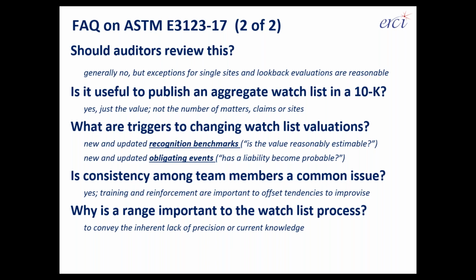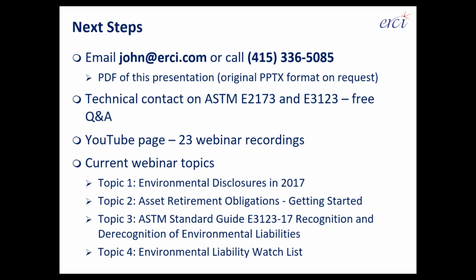And then finally, what are the triggers to changing loss trust valuations? Two simple terms: new and updated recognition benchmarks, so we give roughly a dozen of those examples, and new and updating obligating events, and we give roughly a dozen examples of those as well in the standard. Is consistency among team members a common issue? Absolutely yes. But training and reinforcement, we find, as well as the structure of a formal watch list, offset the tendencies to improvise. Why is the range useful to the watch list process? It's always important to convey the lack of precision or the lack of current knowledge in looking at environmental liabilities.